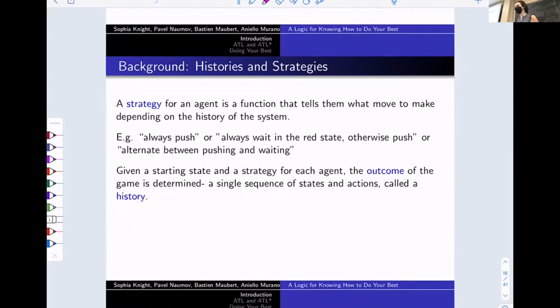And then in these systems, we set them up so that if you have one starting state and you have a strategy for each agent, that gives you a single history of the system. So these systems are sort of deterministic. It's not like you start here, and if both agents push, it might go here or it might go here. Instead, if every agent chooses an action, it gives you exactly one next state.